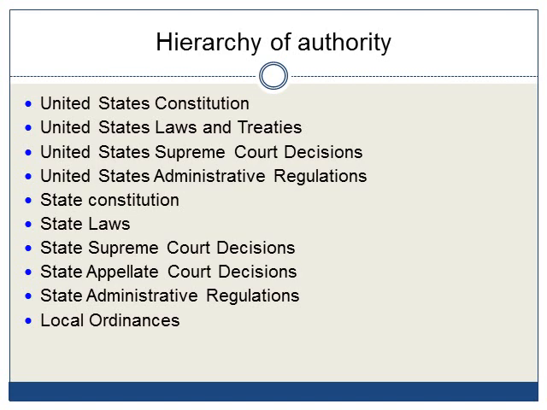Here is the hierarchy of authority. Who has the power? At the top of the list, of course, is the U.S. Constitution. Underneath it, you can see the laws and treaties, then Supreme Court decisions, administrative regulations. That's the bureaucracy. When we get to the bureaucracy, we'll talk about how they make some laws. Then we have the state constitution, state laws, state Supreme Court decisions, state appellate court decisions, state administrative regulations, and then local ordinances. So there's your hierarchy of who has the final word on a given law or policy.